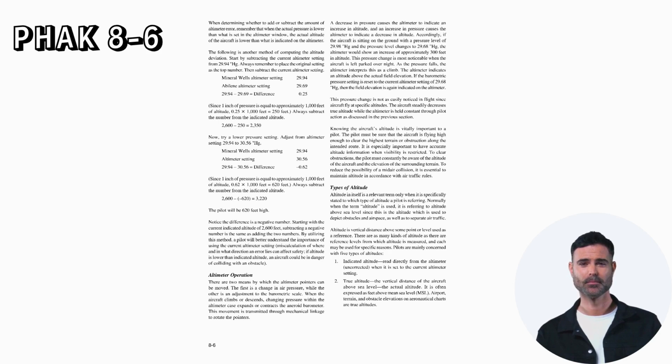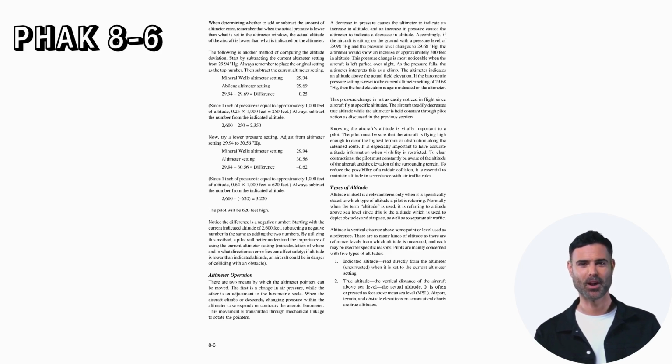Altimeter operation. There are two means by which the altimeter pointers can be moved. The first is a change in air pressure, while the other is an adjustment to the barometric scale. When the aircraft climbs or descends, changing pressure within the altimeter case expands or contracts the aneroid barometer. This movement is transmitted through mechanical linkage to rotate the pointers. A decrease in pressure causes the altimeter to indicate an increase in altitude, and an increase in pressure causes the altimeter to indicate a decrease in altitude.